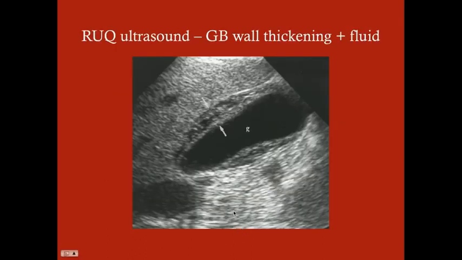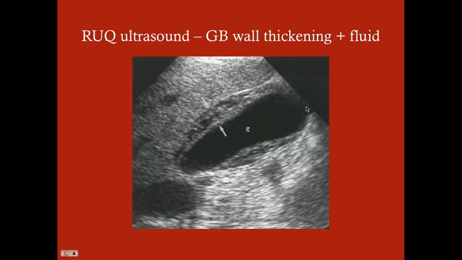So here's a right upper quadrant ultrasound showing gallbladder thickening. And you also see some pericholecystic fluid out here. So the wall thickening is right here, and the pericholecystic fluid is here. You might even have some fluid here. But you don't see anything obstructing the neck of the gallbladder.